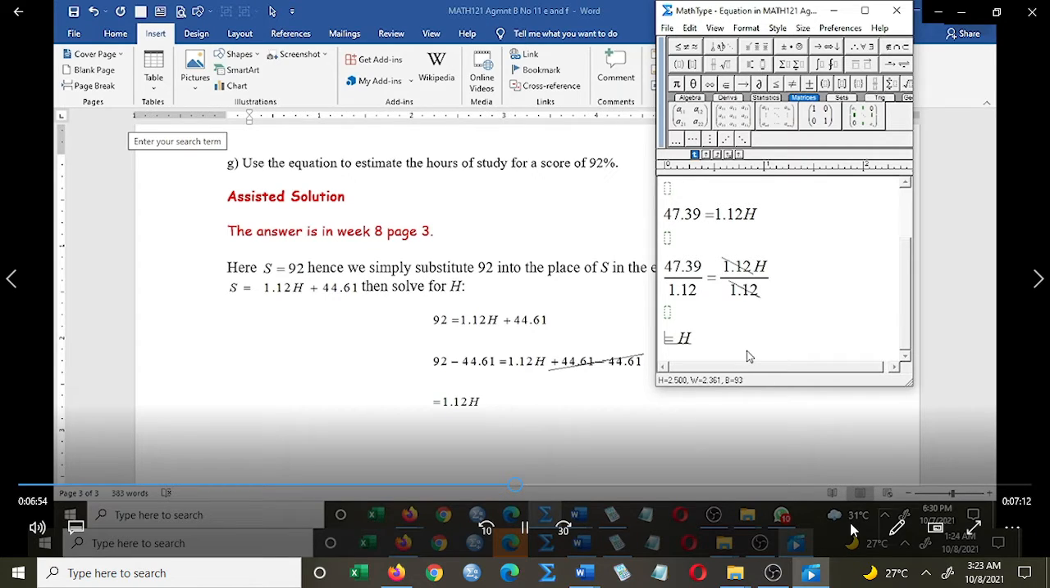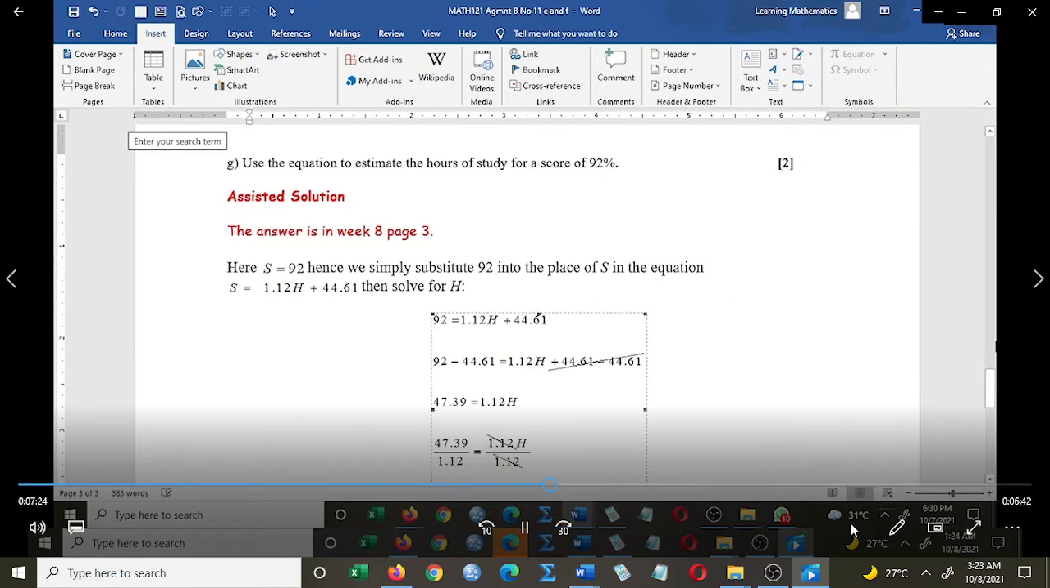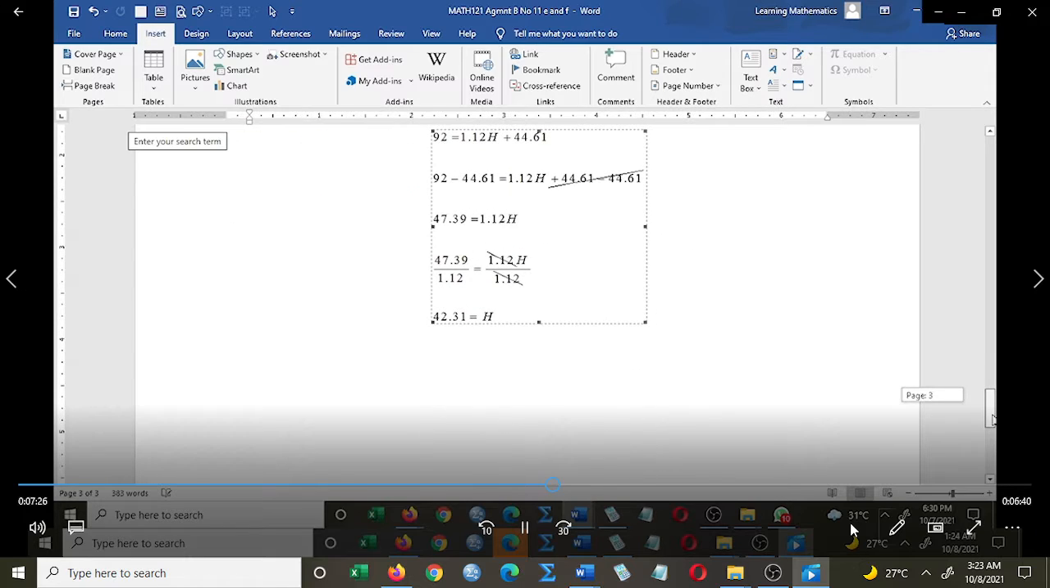So how long must we study to get 92% according to this equation? 42.31 hours. That's not in a day, a day is 24 hours. It could be per week, per 2 weeks, based on the rate.